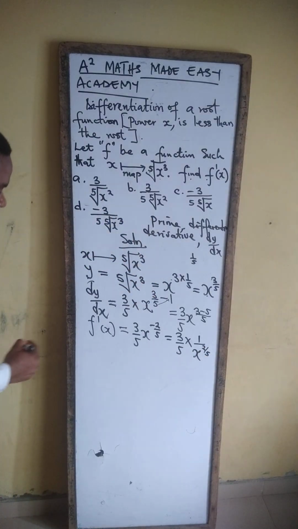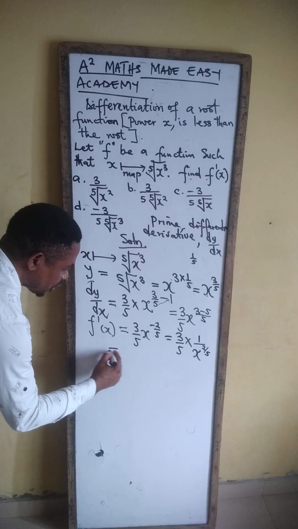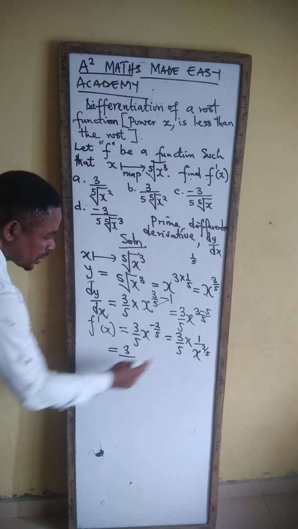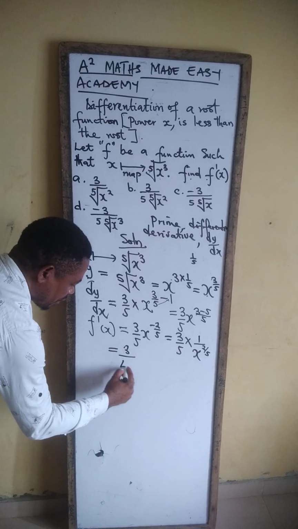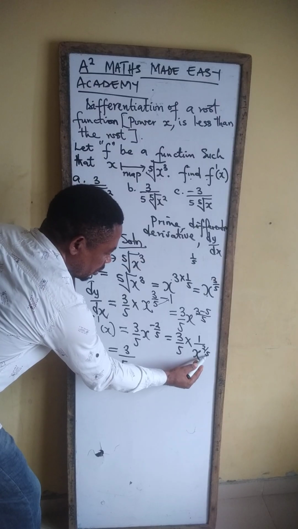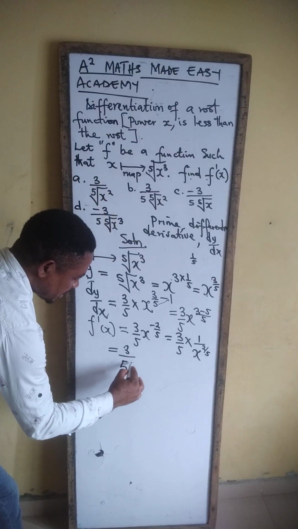5. Now the next thing we are going to do, this is now equal to 3 times 1 will give us 3. Then all over. Now 5 times x will give us 5. Are you there? This is 5 now. How do we describe this? We call it fifth root of what? X. This is how we write it.